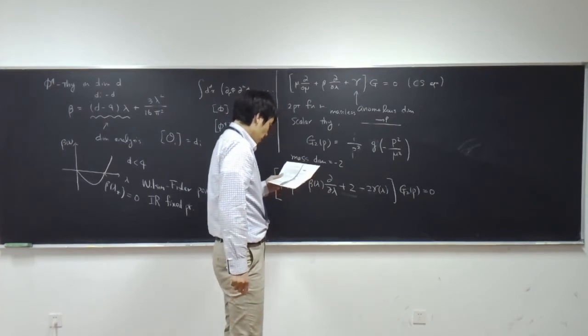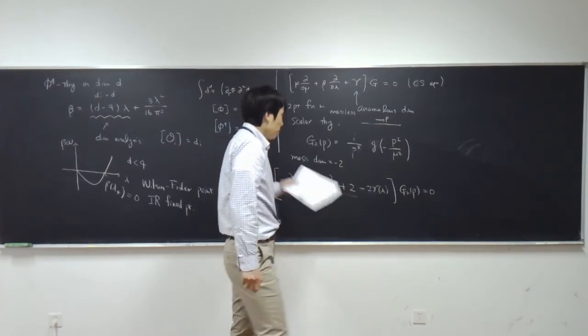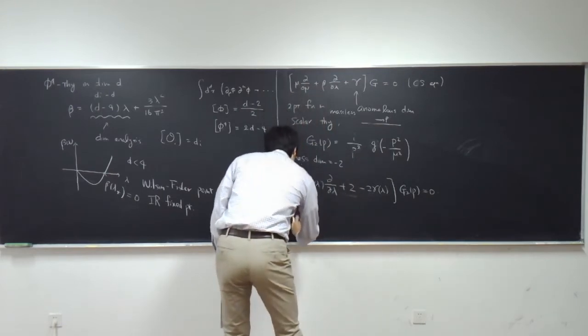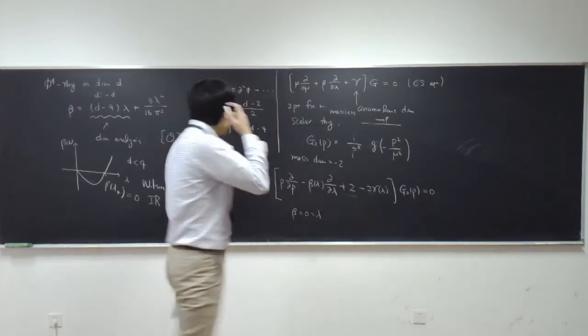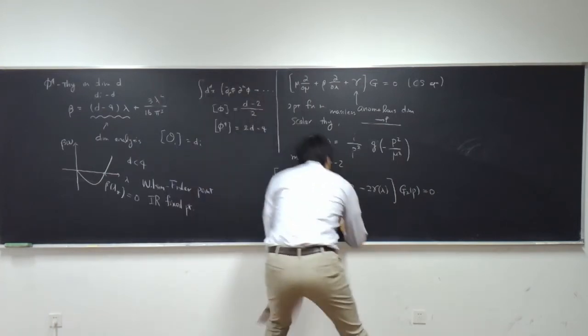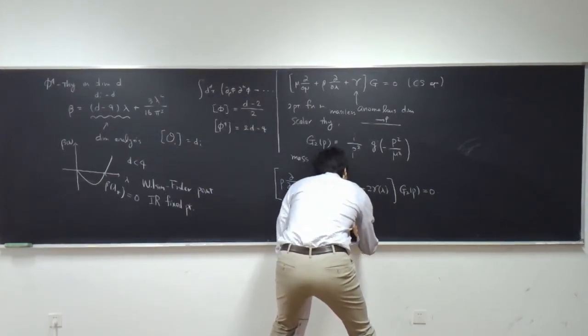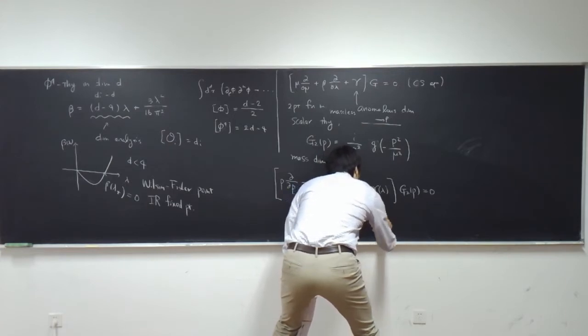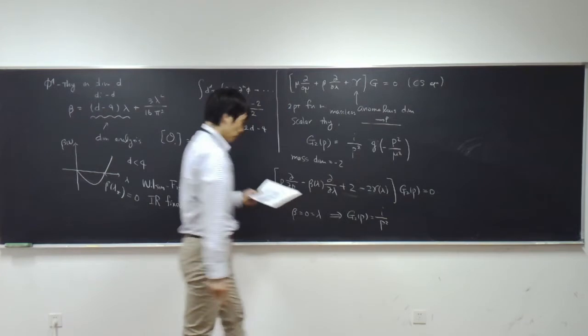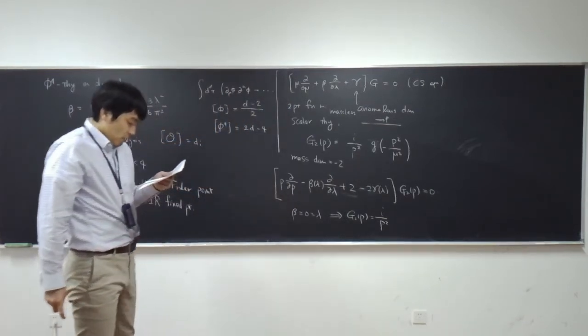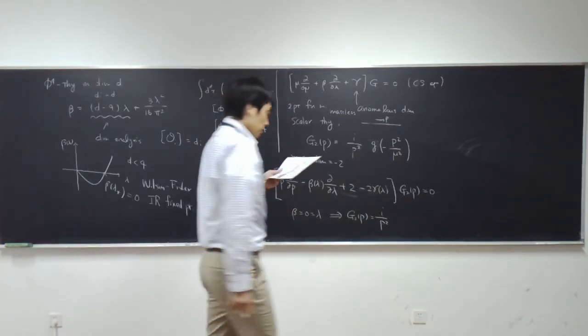So that's what you get. And then if beta and gamma are 0, you just get the ordinary solution. You get G2 of P is just i over P squared. So this should give you 1.